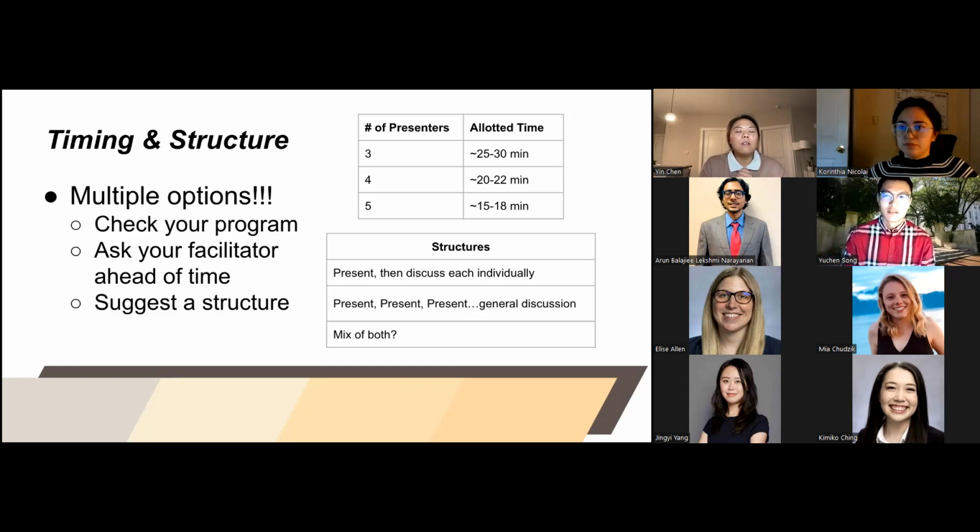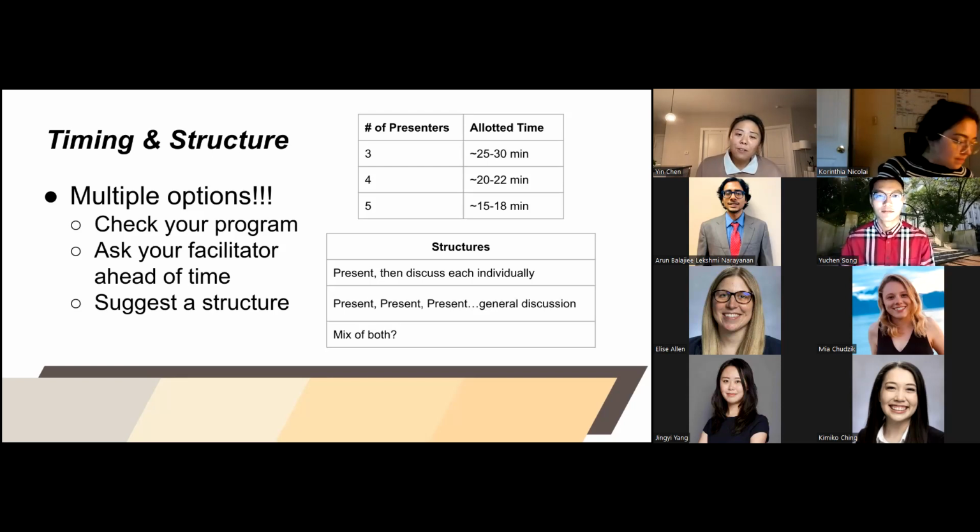And so the first thing I want you to do as you're preparing for your roundtable is to check your program. Get an idea of who's going to be at your table if you can, and how many presenters there are going to be. That can give you a judge of how much time you have to present. The second thing you can do is reach out to your facilitator in advance and ask them what their expectations are for what this roundtable should look like.